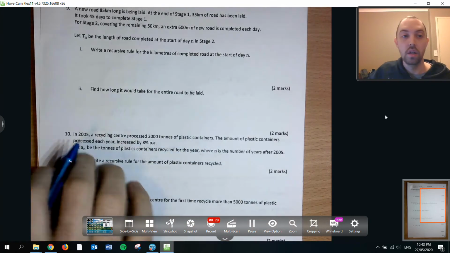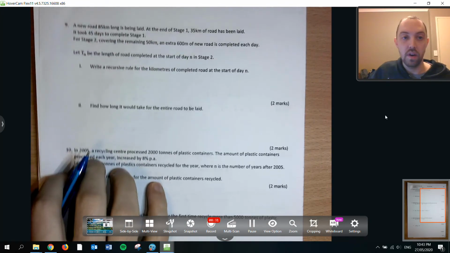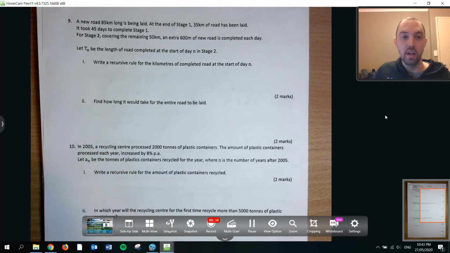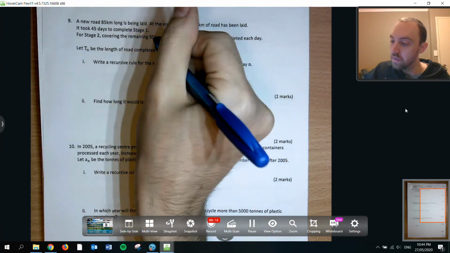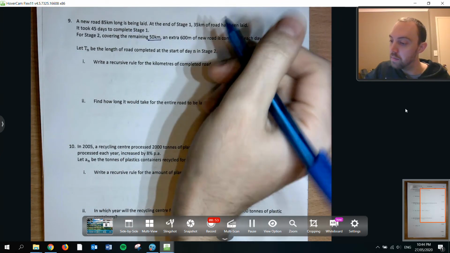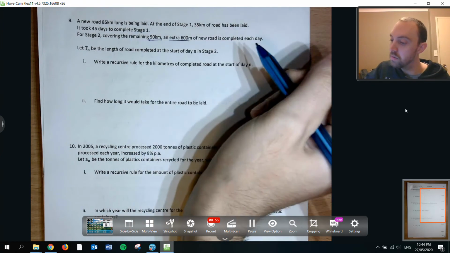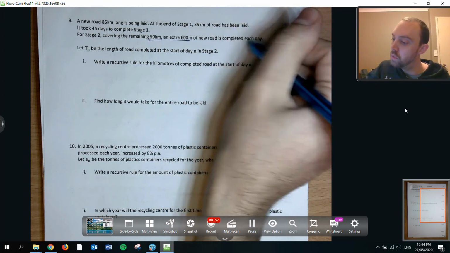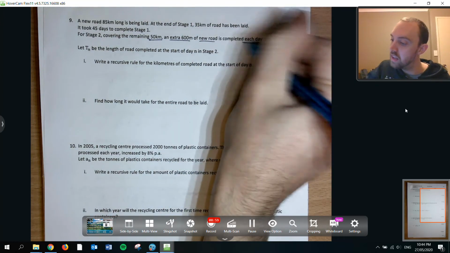Question 9. A new road, 85 kilometers long, is being laid. At the end of stage 1, 35 kilometers of road has been laid. It took 45 days to complete stage 1. Stage 2, covering the remaining 50 kilometers, an extra 600 meters of new road is completed each day. I'm sure that's going to be useful information.